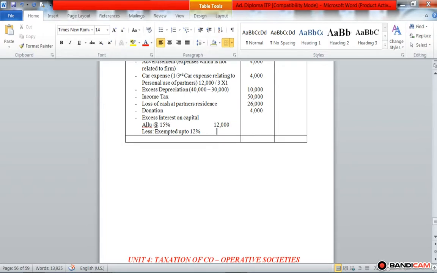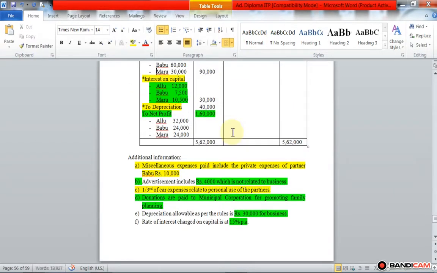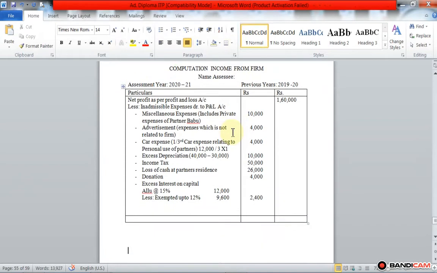We get a taxable interest of 2,400. 2,400 is taxable. Then Alu, Babu and Maru. So interest on capital is given to Babu, rupees 7,500.